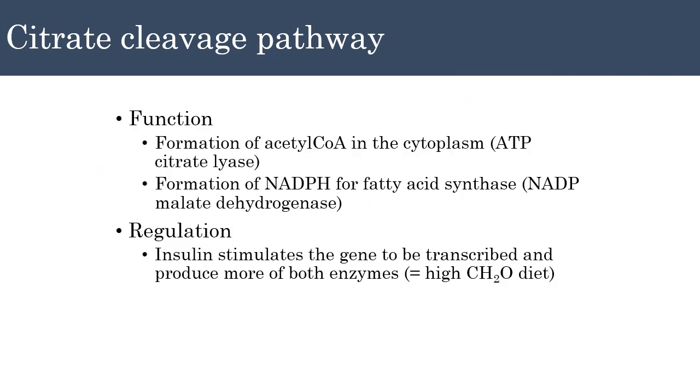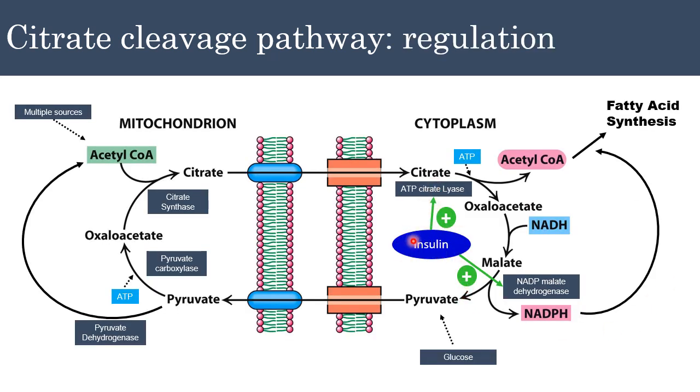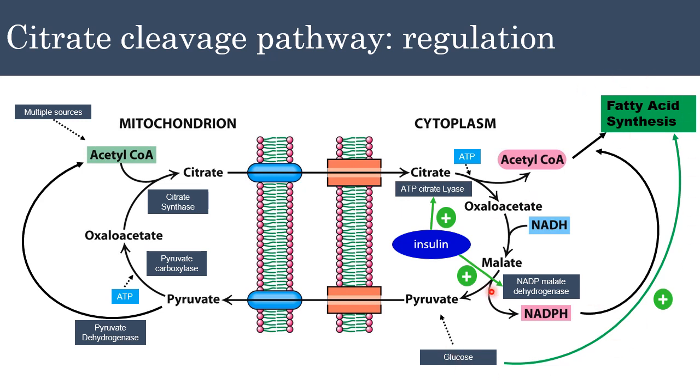So the function of the citrate cleavage pathway is the formation of acetyl CoA in the cytoplasm, and that's through the enzyme ATP citrate lyase, which requires some ATP. It is also the formation of NADPH for fatty acid synthesis in the cytoplasm, and that's through the enzyme NADP malate dehydrogenase. There is a regulation step where insulin stimulates the gene transcription for both of these enzymes, ATP citrate lyase and NADP malate dehydrogenase. So in reality, a high carbohydrate diet, which results in insulin being released, will upregulate fatty acid synthesis. So as you can see here, insulin is upregulating the transcription of these two enzymes. If you will, high glucose in the diet results in increased fatty acid synthesis because of the upregulation of these genes.